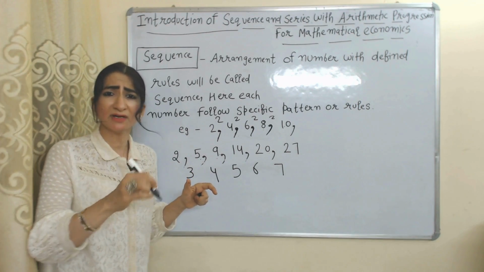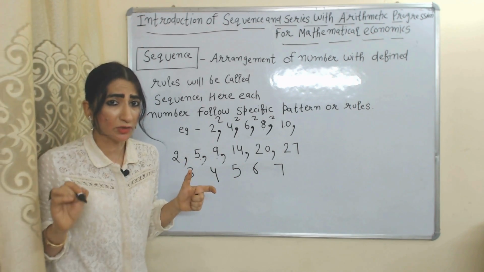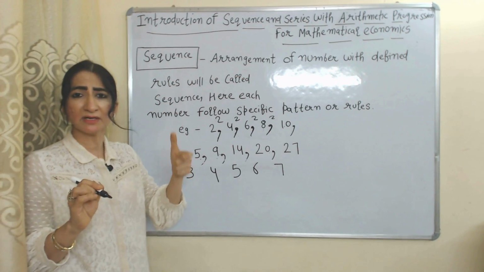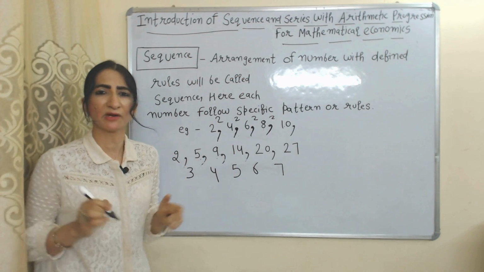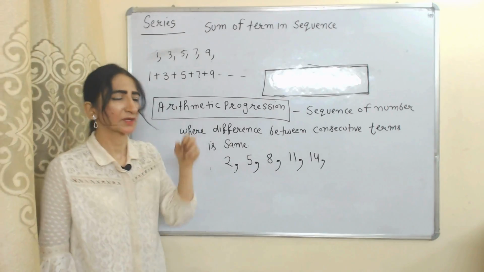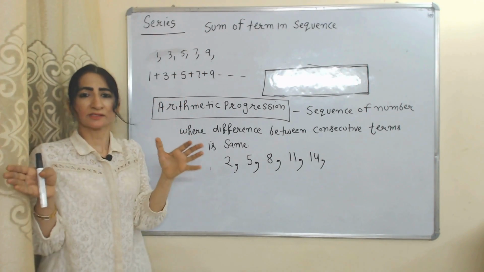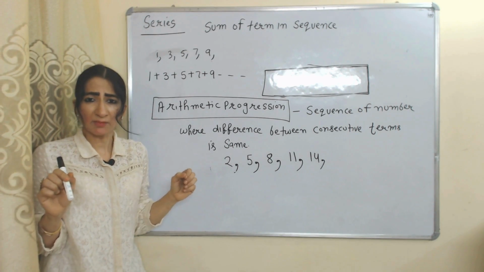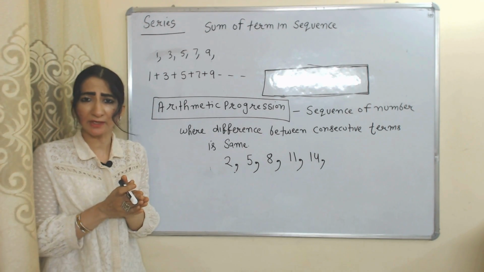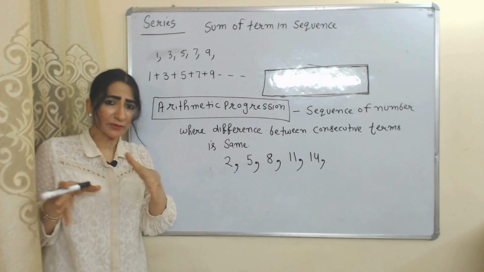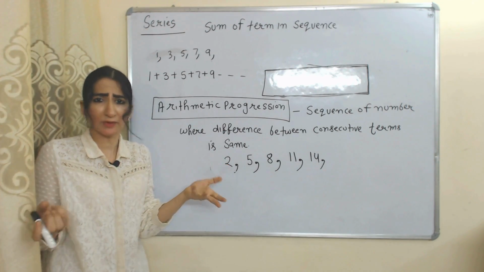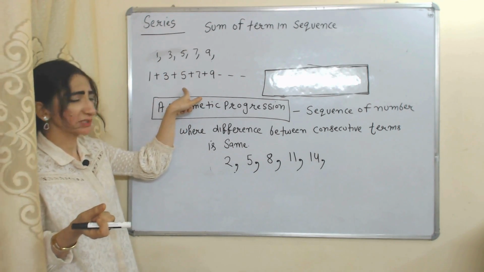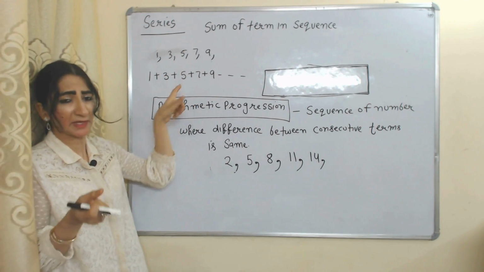Any random arrangement of numbers will not be called a sequence, because arrangement of numbers with some rules or patterns will be called a sequence. What is a series? Sum of terms in a sequence will be called a series. That means when we add numbers of a sequence, it will be called a series.